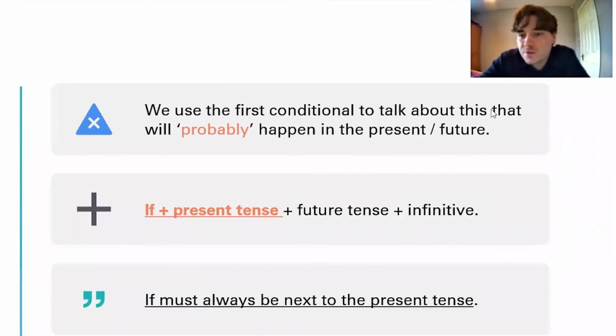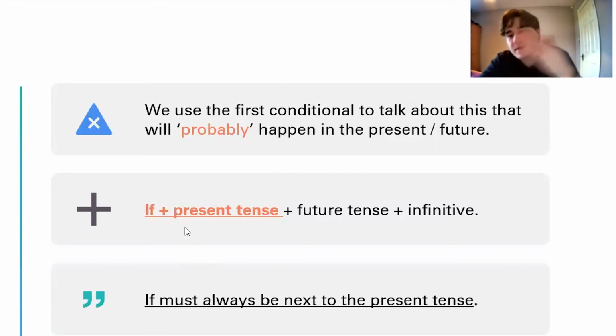Okay, so the first conditional. We use the first conditional to talk about things that will probably happen in the present or the future. There's a very, very good possibility that these things will happen in the future. But, of course, we cannot predict the future. We don't know 100% what will happen. But these things, there's a good possibility.